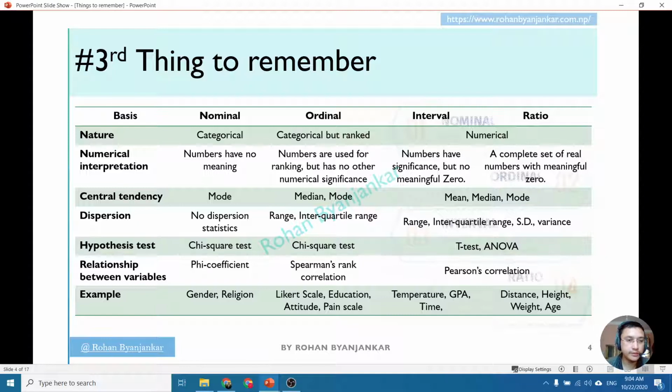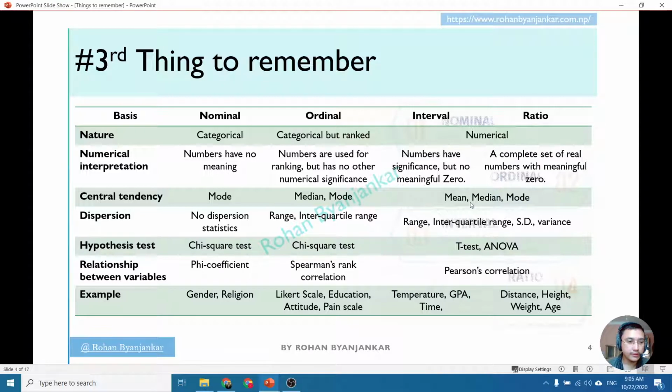For the measure of dispersion, for nominal there is no measure of dispersion. For ordinal, rank, interquartile range. For interval, range, interquartile range, standard deviation, variance. For testing of hypothesis, there is chi-square test for nominal, there is chi-square test for ordinal, t-test and ANOVA for the interval and the ratio. For the relationship between variables, phi coefficient for nominal, Spearman's rank correlation for ordinal, and for interval and ratio scale there is Pearson correlation.